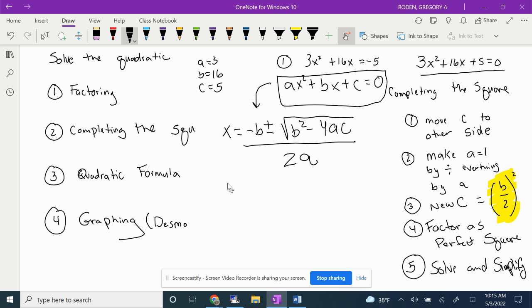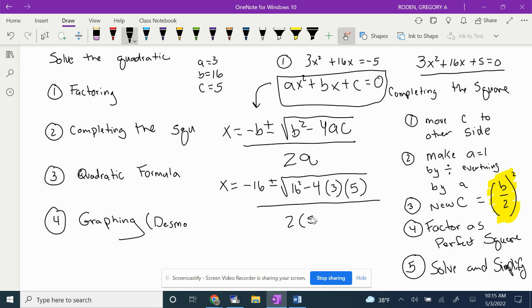Okay. All right. So now we have x equals negative b, so negative 16 plus or minus the square root of b squared, so 16 squared, minus 4 times a, which is 3, times c, which is 5, all over 2a, which is 2 times 3. Okay, so all we're doing with the quadratic formula is plugging numbers into the formula.